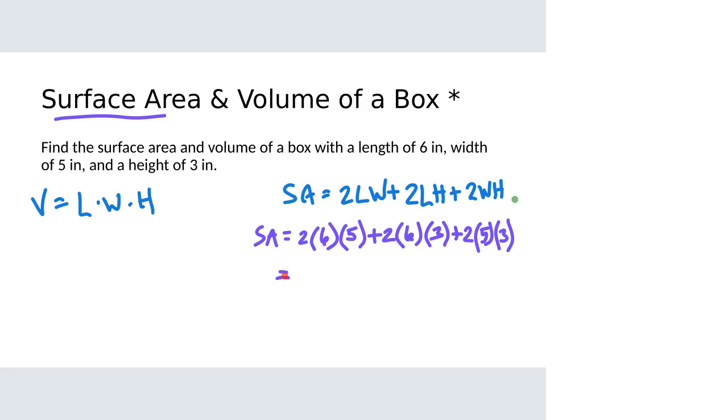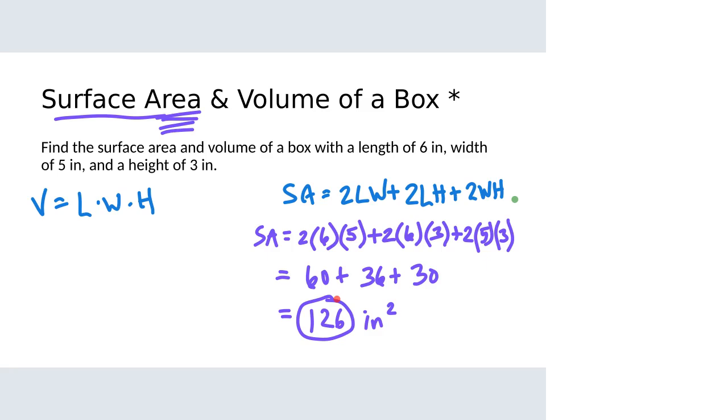All right, so let's see here. 2 times 6 is 12 times 5. What is that, 60? Yeah, 60 plus 2 times 6 is 12 times 3 is 36. 2 times 5 is 10 times 3 is 30. And then we'll add those together. 60 plus 36 plus 30. Our surface area is 126. It would be square inches because we're talking about surface area. You'd just answer with the 126.